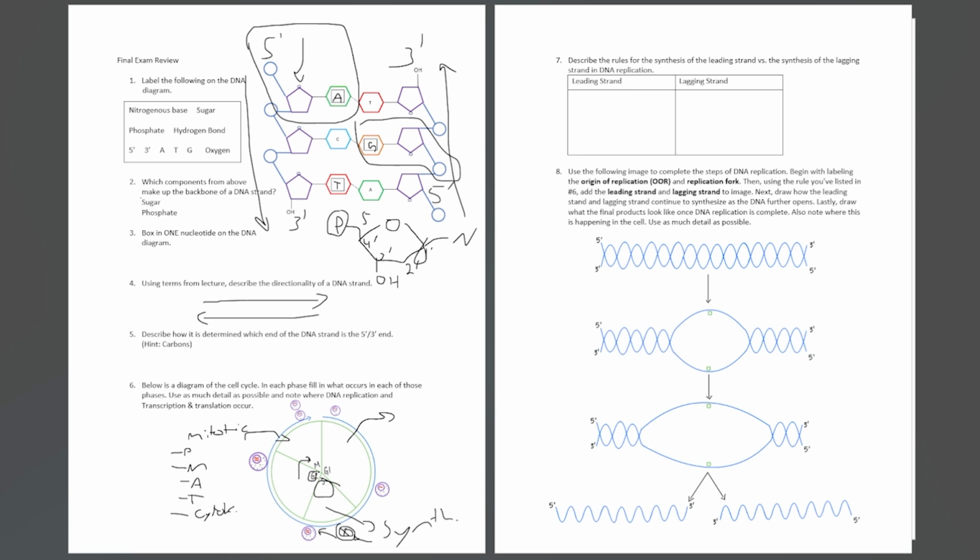Anyway, so, moving on, number 7: describe the rules for synthesis of the leading strand versus synthesis of the lagging strand in DNA replication. Right? So leading strand, we go from 5' to 3', right? So that means for the lagging strand, we go 3' to 5', right? Absolutely not. No. What we do in the lagging strand actually is also 5' to 3', right?